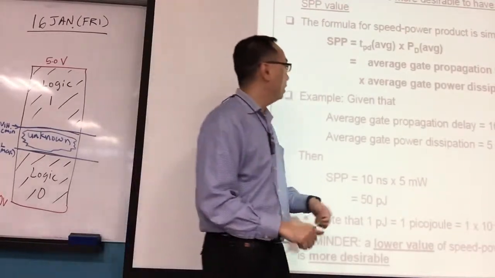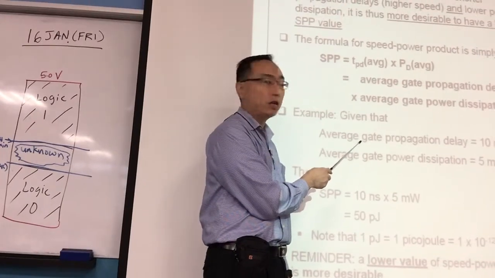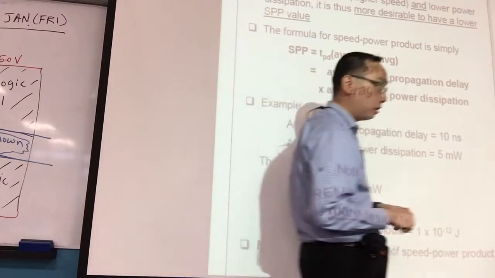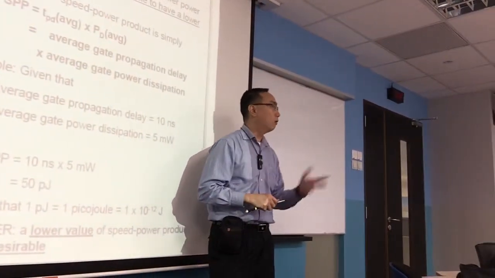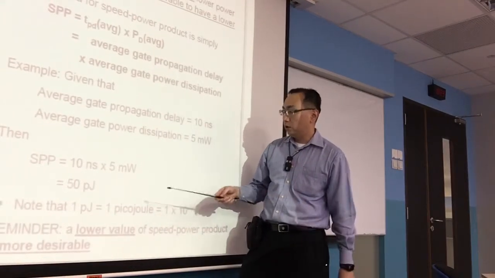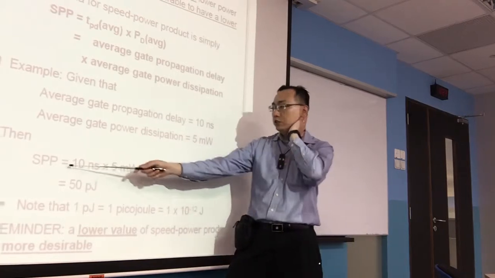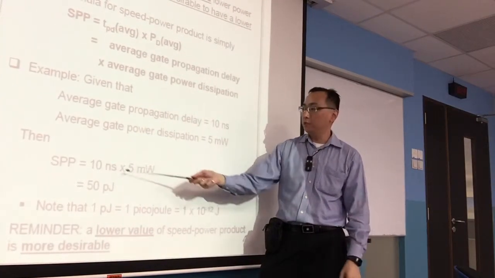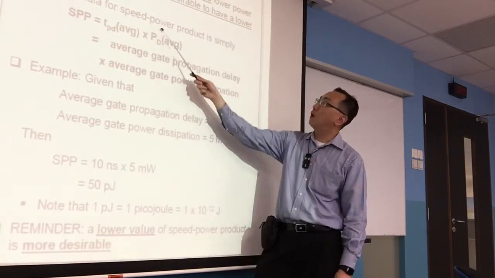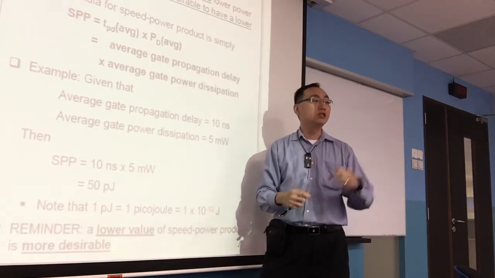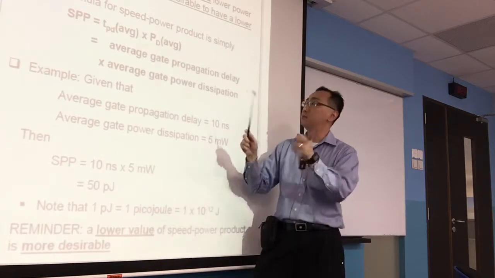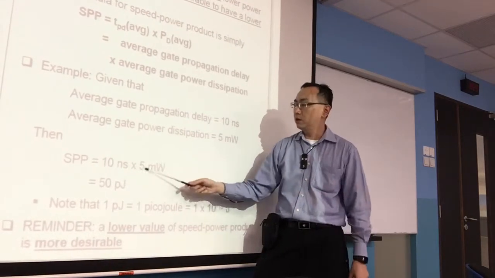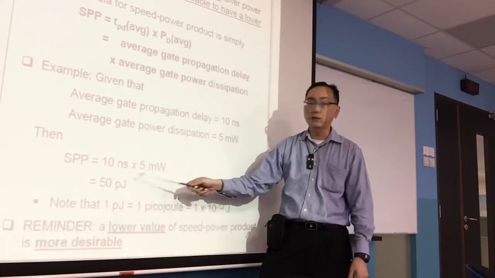For example here, you're given TPD average time of 10 nanoseconds and average power of 5 milliwatts. What is the unit of SPP? Power is in watts, but SPP is actually energy, in joules, because it is speed times power. This one is in nanoseconds and this one is in milliwatts, so the result can be given in picojoules.